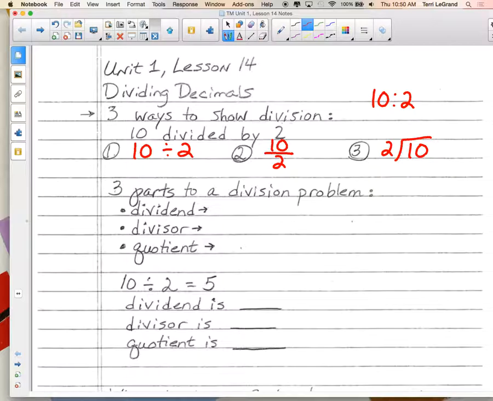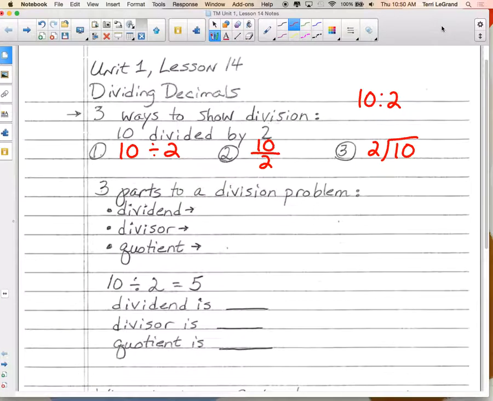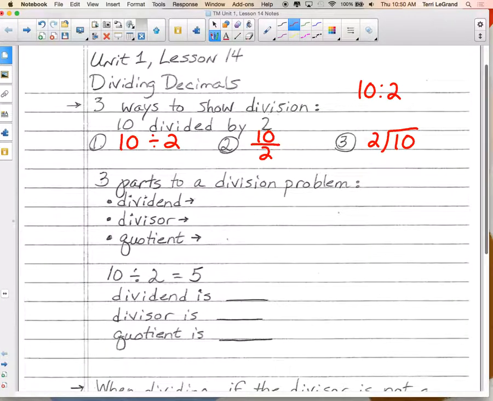Okay, 3 parts to a division problem. There is what's called the dividend, the divisor, and the quotient. So in that 10 divided by 2, let's say, what would be the dividend in that problem? Anybody know what the dividend is? Well, let's define it first. Which one do you think it is? You said the 2. It's actually the 10.